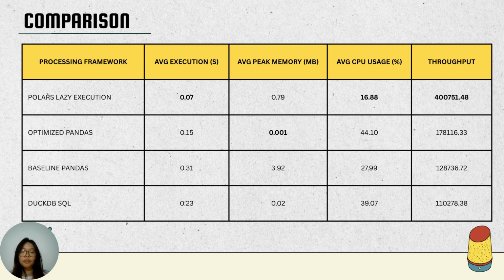Lastly, for DuckDB SQL, our JobStreet dataset is only medium size, so its performance was slightly affected by the engine's initialization overhead, resulting in an average execution time of 0.23 seconds. Although it did not outperform Polars in this experiment, the result provides a valuable benchmark for future system expansion, especially when scaling to million-row datasets, where DuckDB's strengths are expected to become more evident.